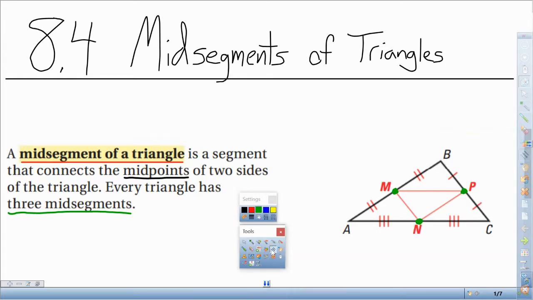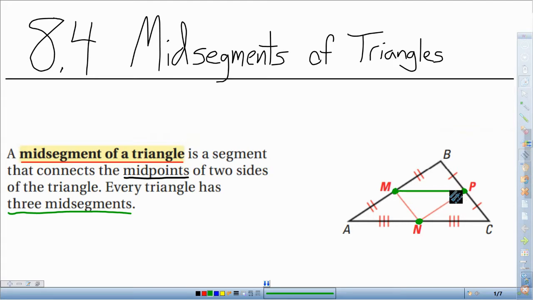A mid-segment connects those points. So this line right here, segment MP, would be considered a mid-segment. Same idea, this segment right here, MN, would be a mid-segment, and then that segment there, NP, would also be a mid-segment. Okay, so that's what a mid-segment is. And obviously you can see that there are three of them, just like the definition said. It connects the midpoints, and just remember, the midpoints divide the side length into two congruent halves.